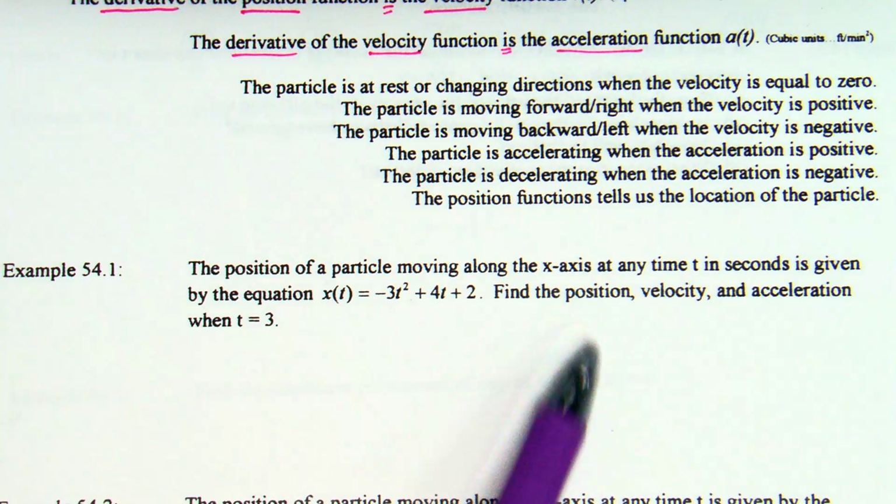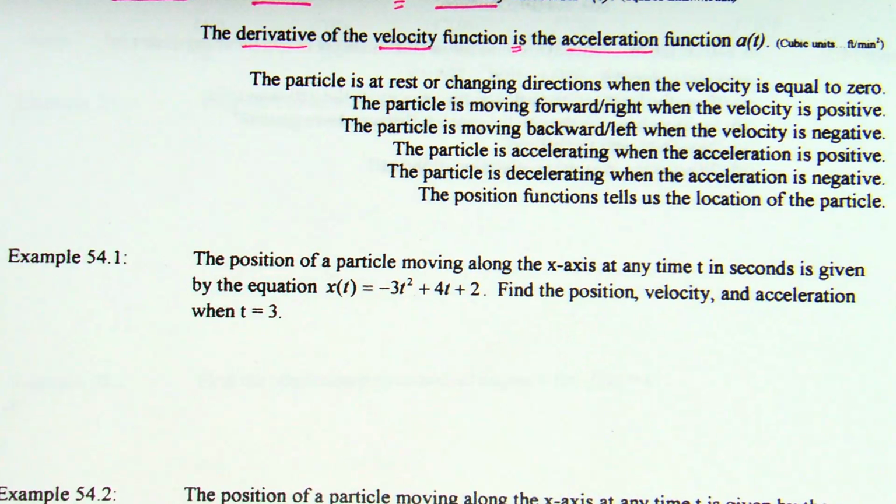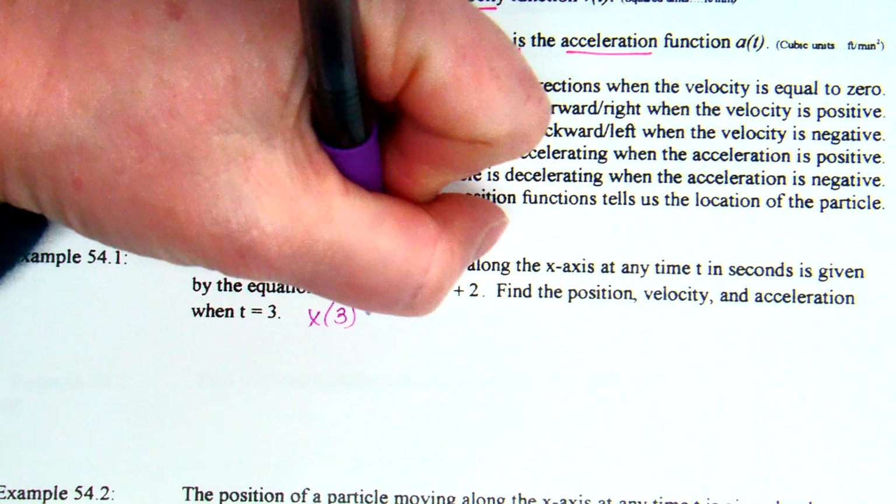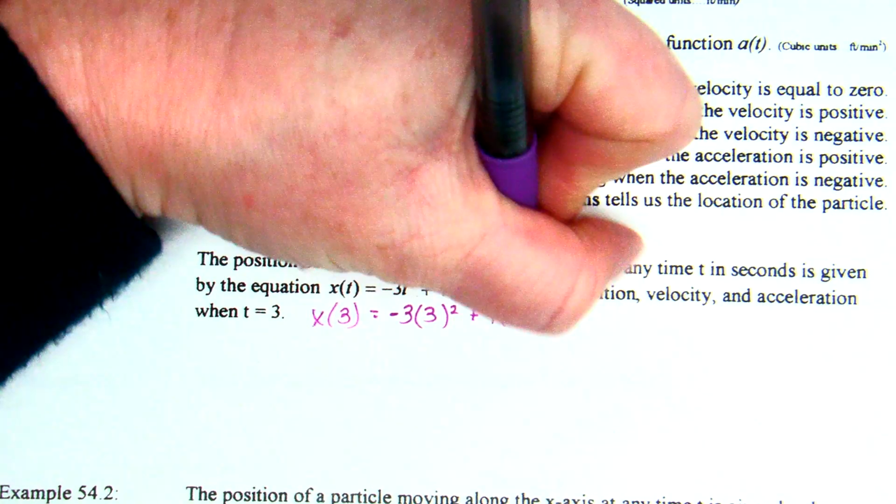Find the position, velocity, acceleration when t equals 3. How do I find position when t equals 3? Plug 3 in. If you are given a position function and asked to find the position when t equals 3, we are finding x of 3. So do the math: negative 3 times 3 squared plus 4 times 3 plus 2.